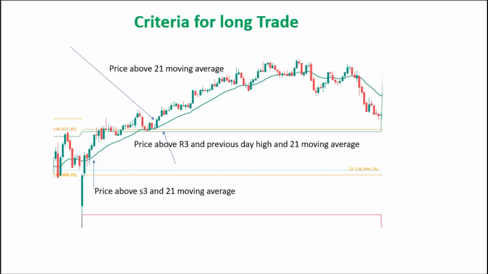This is the example for the long trade. The green EMA which is plotted here is the 21 days moving average and this yellow horizontal line is the S3. This red line is the previous day low and the green horizontal line is the previous day high and this yellow line is the R3. So we got the buying opportunity above this green candle when the price closed above the 21 days moving average, also price closed above the S3.